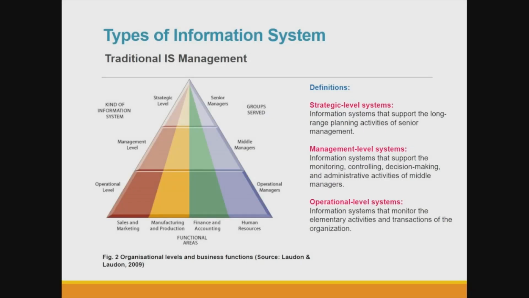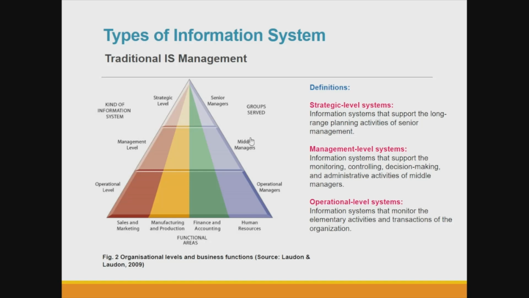Okay, next is about the types of information systems. At this part, we talk about the traditional information system management. For example, here we have organization level and business function. Okay, so we have 3 layers.